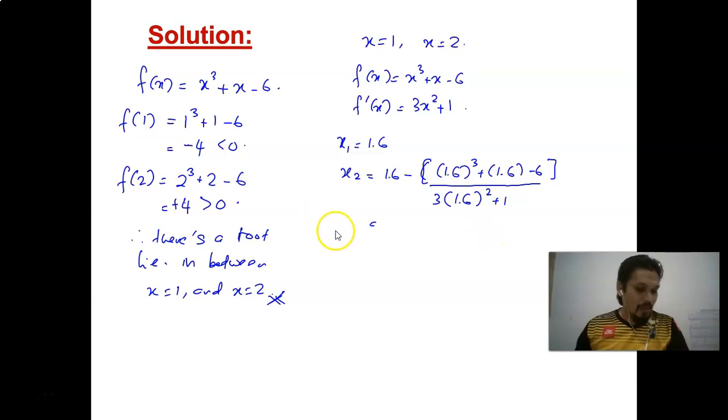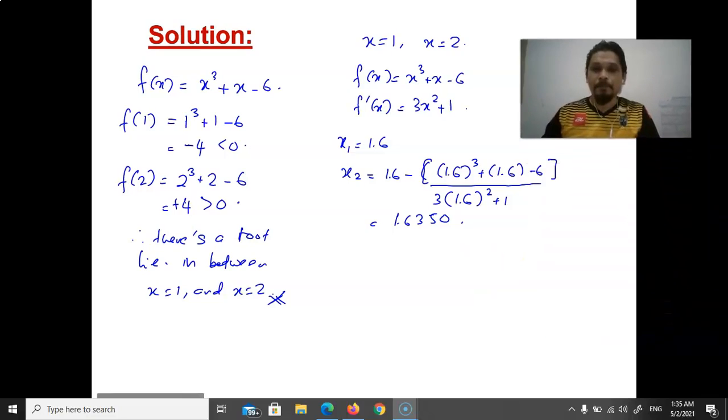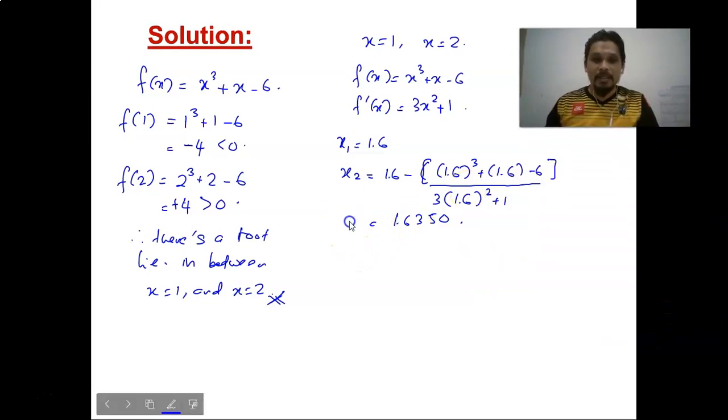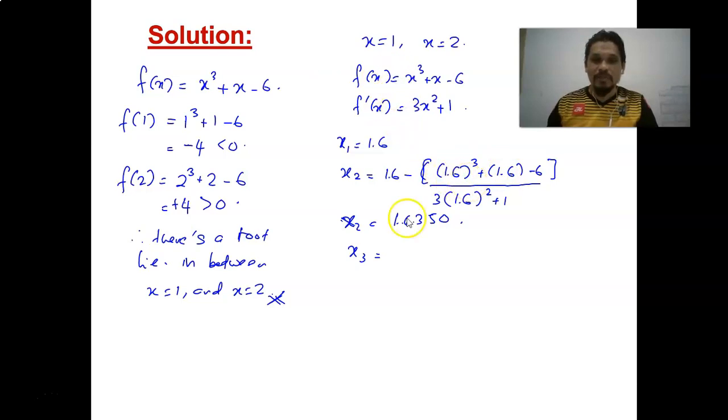I just scrape the answers here now. I generate the first one here, x2 equal to 1.635. Okay, this is x2. Now, x1 of course is different here. Okay, we generate another one here, x3. Use this formula, this value of x, substitute into the same equation, but we change the value of x to 1.6350.